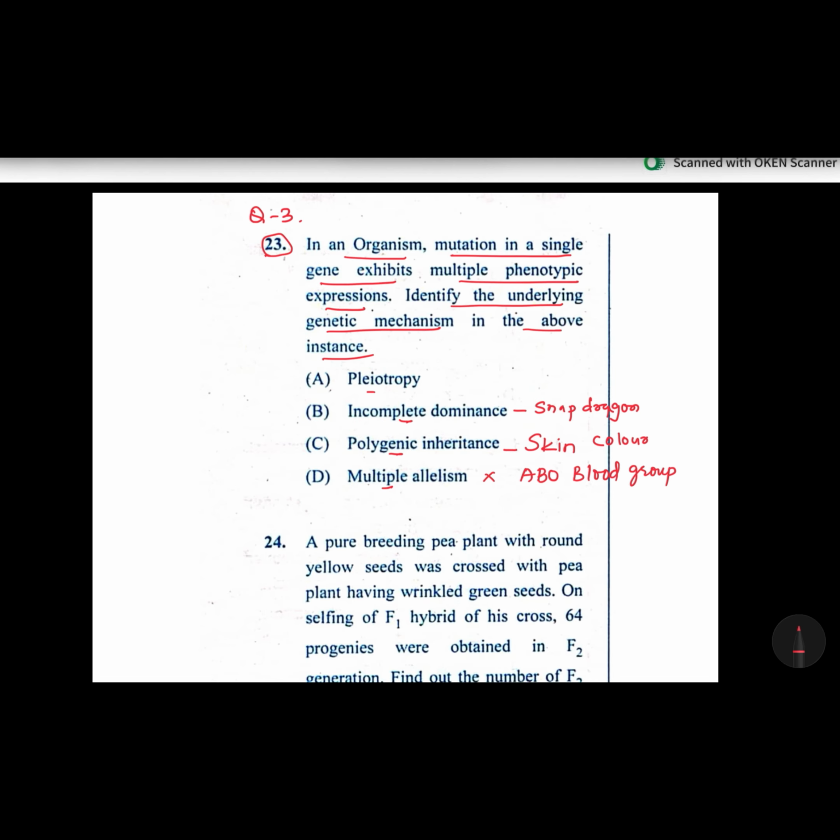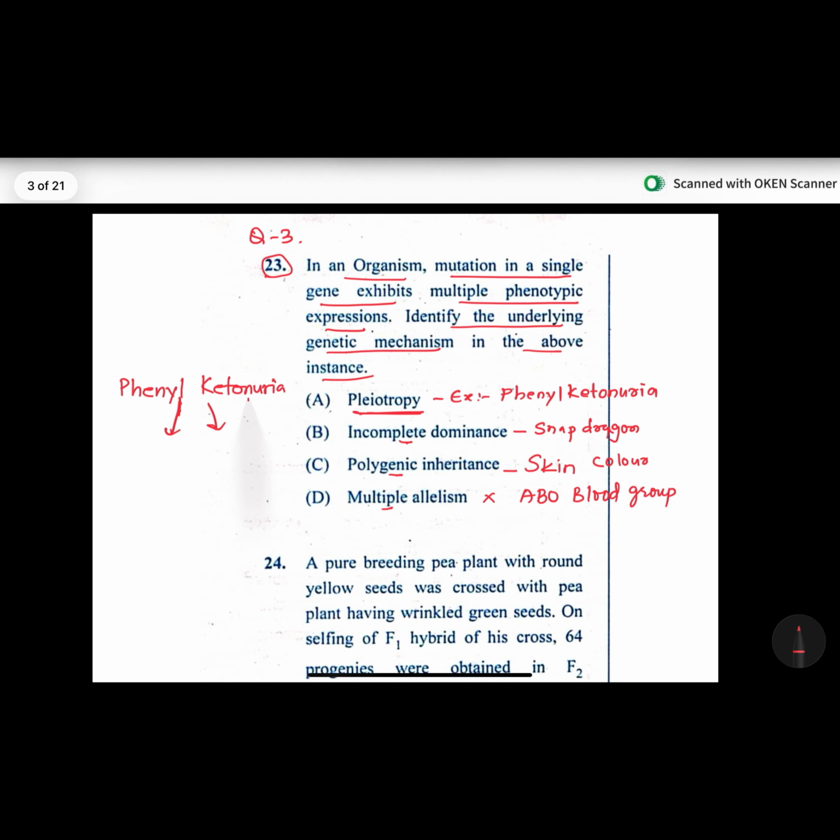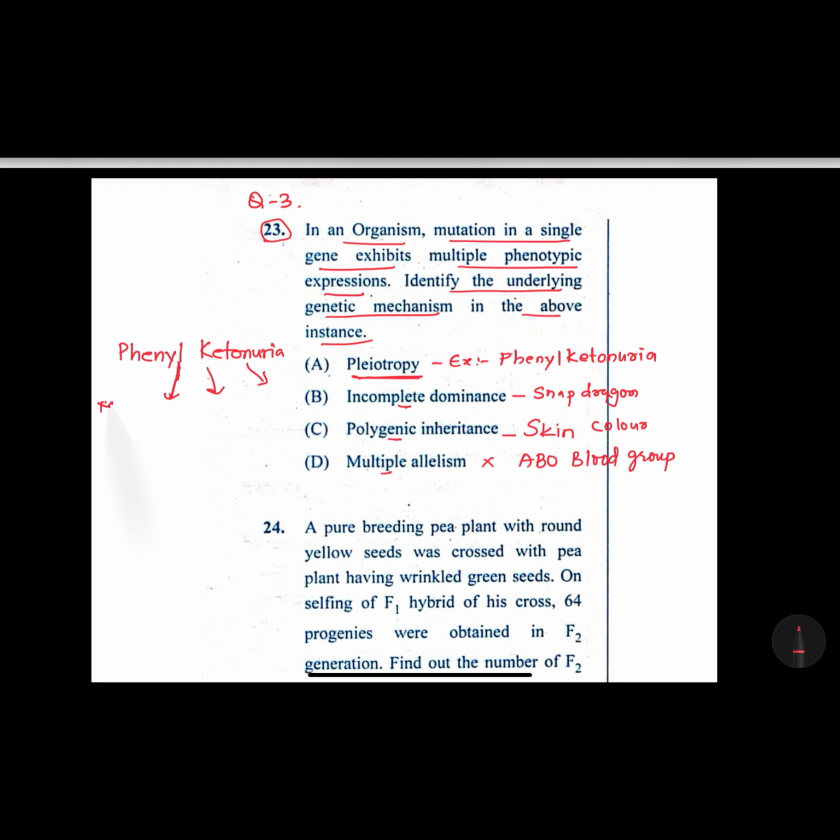whereas incomplete dominance is an example where snapdragon will be the part, polygenic inheritance, skin color, multiple allelism, ABO blood grouping. Pleiotropy in phenylketonuria will show 3 different phenotypic characters: one is mental retardation, skin pigmentation and hair loss. So the answer for this question will be A.